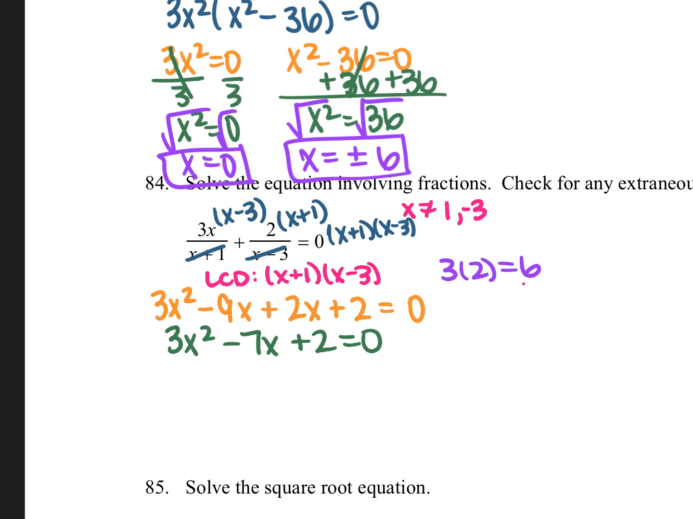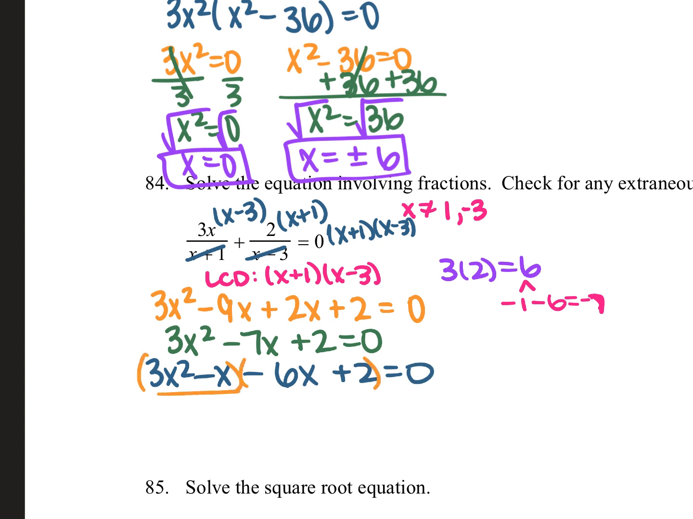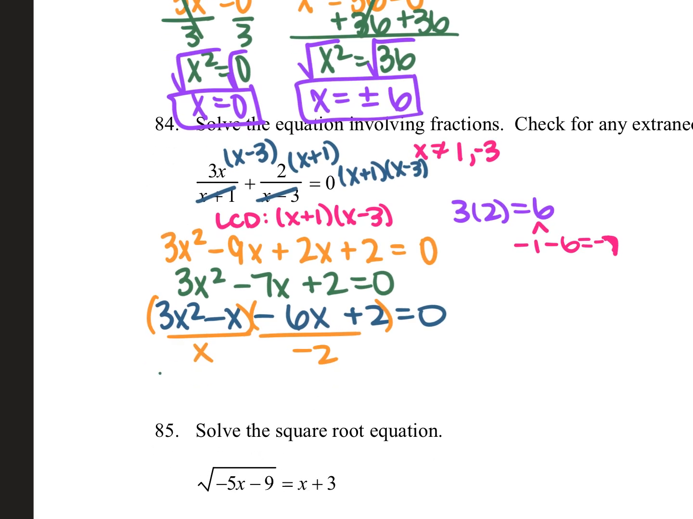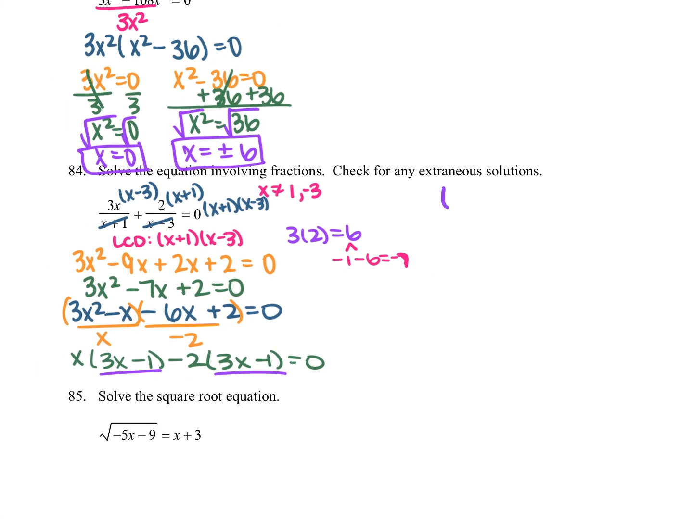Your factors of 6 that add to be negative 7 are negative 1 and negative 6. So this is going to get rewritten to be 3x squared minus x minus 6x plus 2 is equal to 0. Factor by grouping. Factor out an x from the first, a negative 2 from the second. This is going to give us x times 3x minus 1 minus 2 times 3x minus 1 is equal to 0. Two parentheses are identical, so we are going to have x minus 2 times 3x minus 1 is equal to 0.